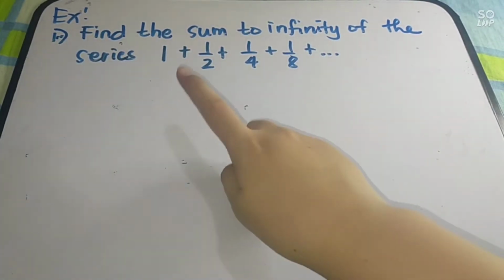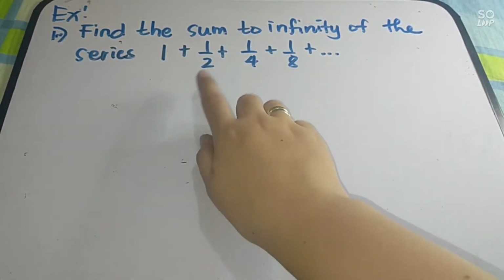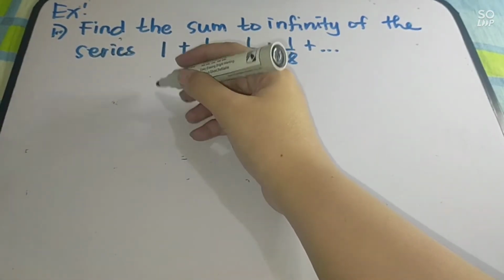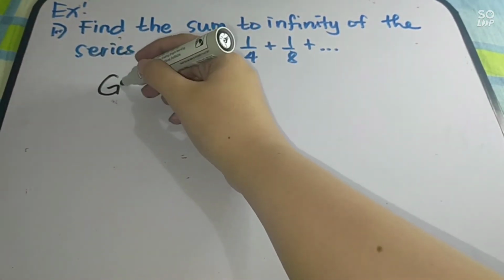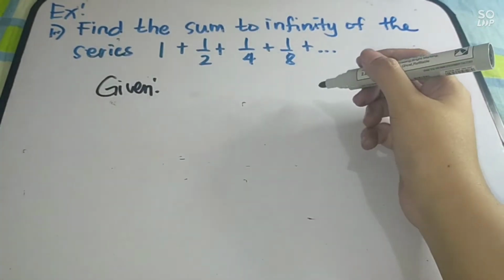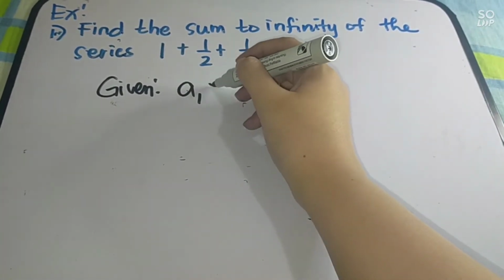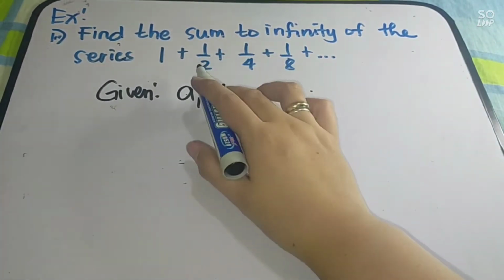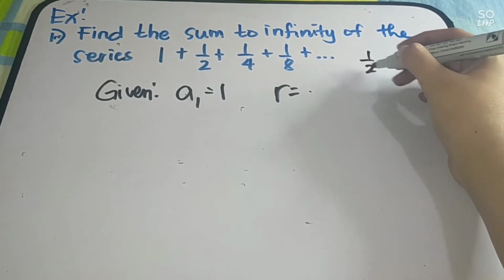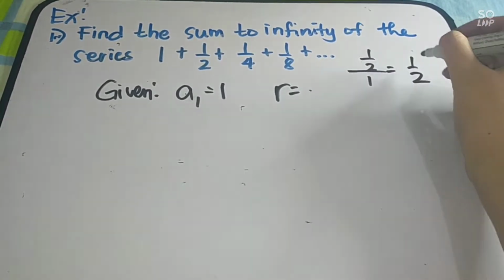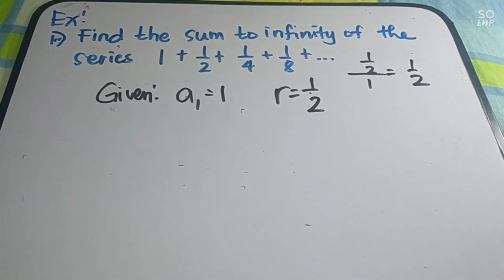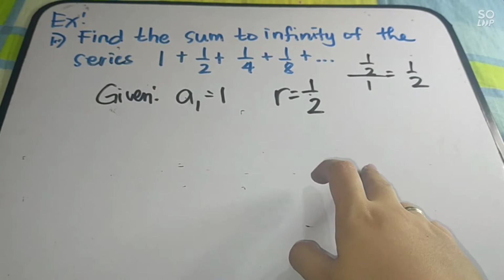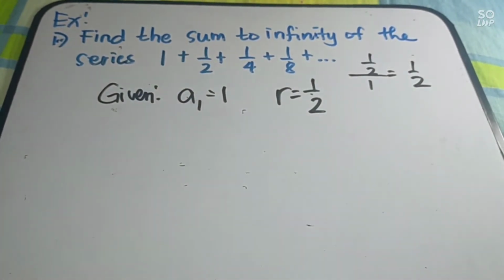Number 1. Find the sum of infinity of the series 1 plus 1 half plus 1 fourth plus 1 eighth and so on and so forth. For us to find it, let us have first the given. The given here is a sub 1, which is 1, and then your r, the common ratio. You divide 1 half by 1, so the answer is 1 half. So, your common ratio is 1 half. Since it is in between negative 1 and 1, therefore, a sum exists here.